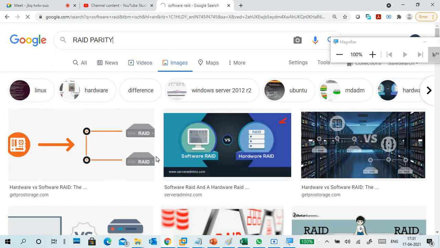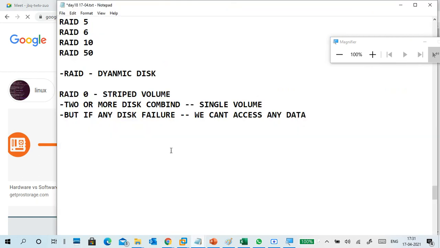RAID 5 parity. So RAID 5, RAID 6 use a parity. That's why it is RAID 5 parity. Oh, it is slow. Okay, so we'll wait for that one later.